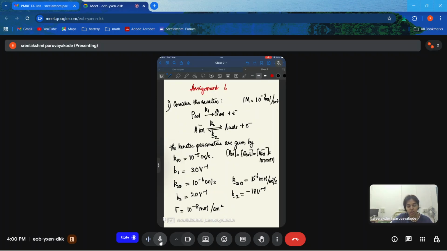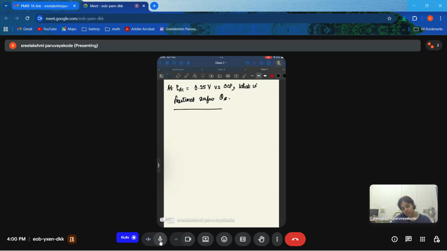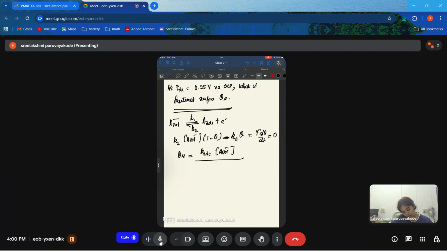Okay, so we already know how to do this. It's a relation from derivation, and I'm not going to spend time on the derivation. So how to do it? The theta SS comes from which equation? A solution minus gives K2, K minus 2, it becomes A adsorbed plus 1 electron, right? So K2 A solution minus times 1 minus theta equal to K minus 2 theta. At steady state this becomes equal to 0. And finally theta SS is equal to K2 DC A solution minus by K2 DC A solution minus plus K minus 2 DC. Right?